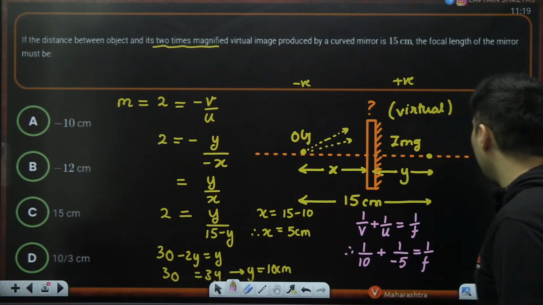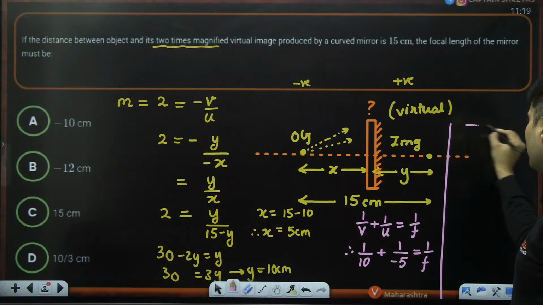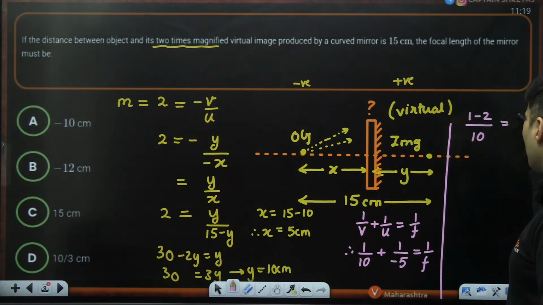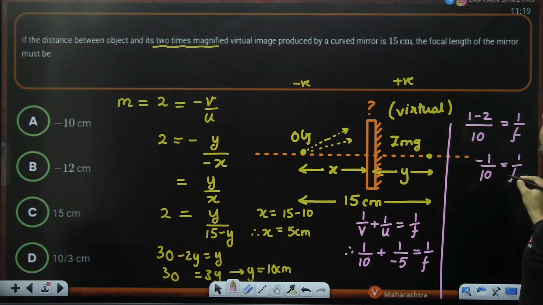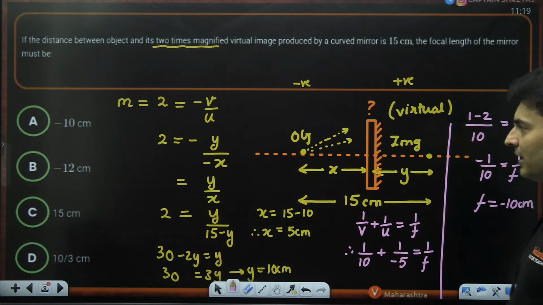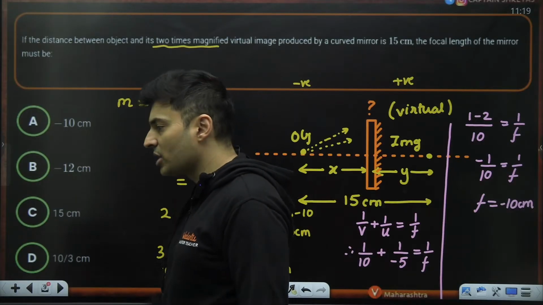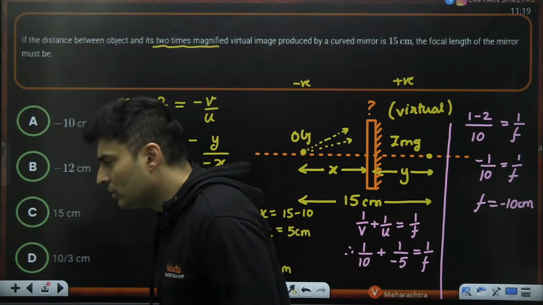This is basically 1 by f. Solving it further, the LCM is 10. So 1 minus 2 is equal to 1 by f. This is minus 1 by 10 equals 1 by f. So f is minus 10 centimeters. Is minus 10 centimeters there somewhere? It's there as option A. Correct. Awesome.